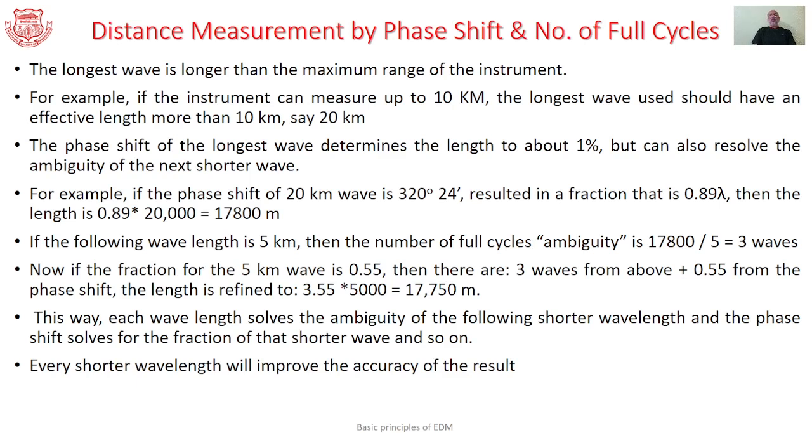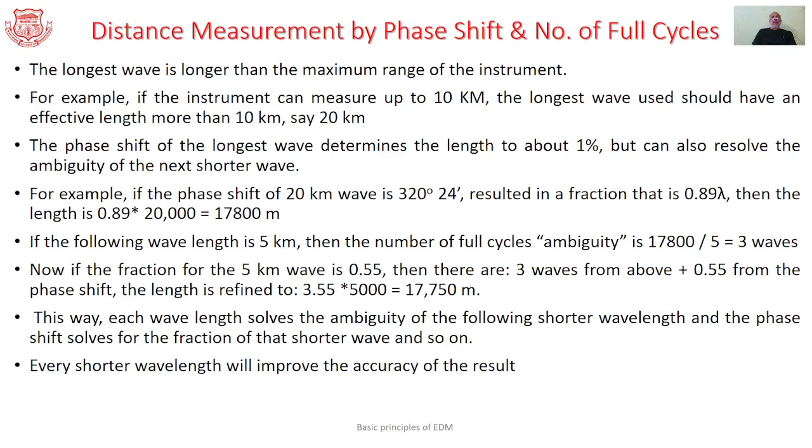The distance measurement is also possible by phase shift and number of full cycles. In this method, the longest wave is longer than the maximum range of the instrument. So for example, if the instrument can measure up to 10 kilometers, the longest wave used should have an effective length more than 10 kilometers, say for example 20 kilometers. The phase shift of the longest wave determines the length to about 1%, but it can also resolve the ambiguity of the next shorter wave.